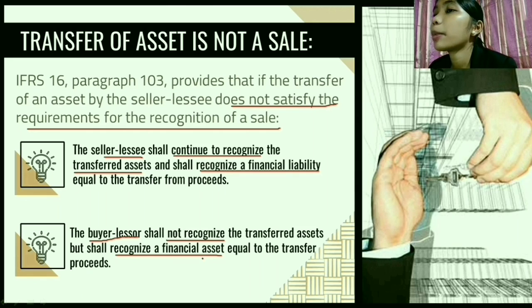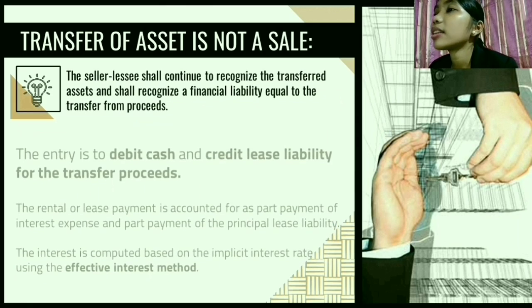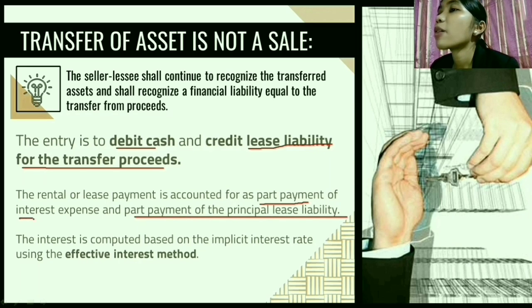So, para mas madipen pa po natin kapag dun sa ating seller-lessee, yung entry po natin is to debit the cash and credit lease liability for the transfer proceeds. So, the rental or lease payment is accounted for as part payment of interest expense and part payment of the principal lease liability. So, the interest is computed based on the implicit interest rate using the effective interest method.